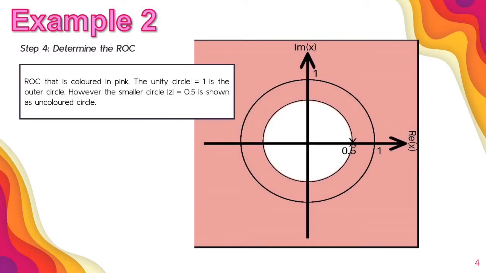Lastly, step 4, determine ROC. The ROC for this example is outside the circle. We can see our ROC colored in pink. So this situation is called causal ROC, and our system is not stable because the shaded region is greater than 1.